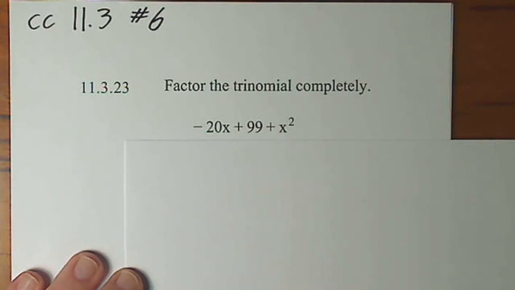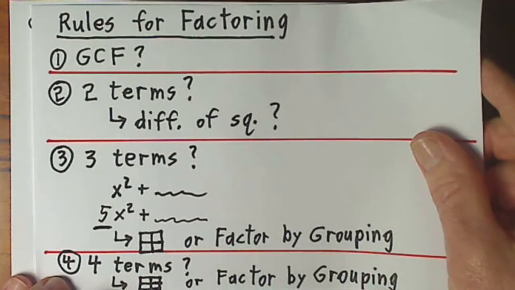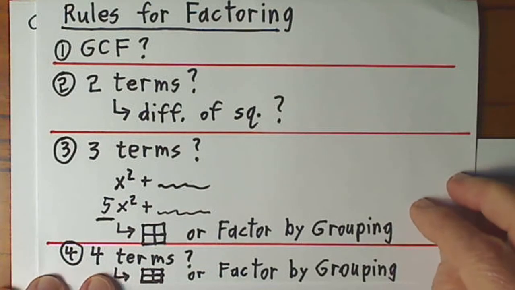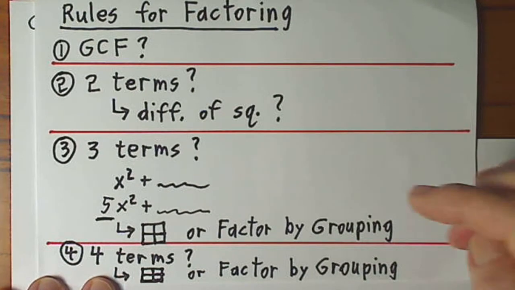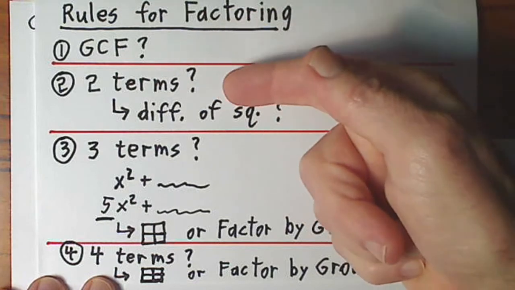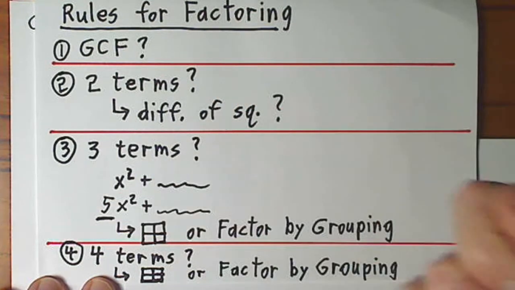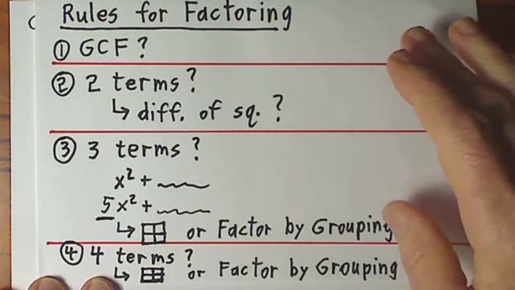Alright, in factoring trinomials, it's helpful to have a little bit of a roadmap to follow. So here's one that I refer to for the more basic trinomials or polynomials. Look for GCF. Are there two terms? Difference of squares. Three terms. Is there a leading coefficient? Do you have four terms?